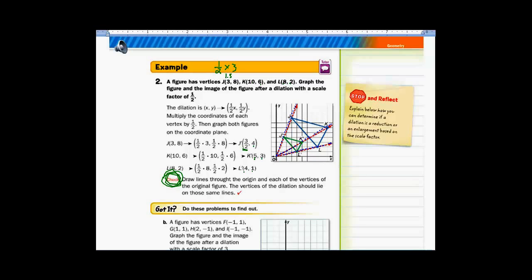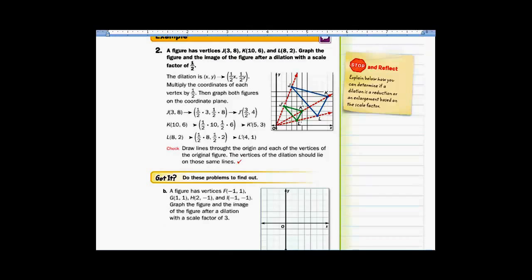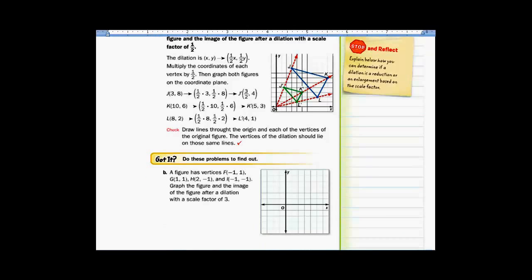If you can't, if somehow one of them is astray, then that point is probably wrong, and you can go back and double check that. So again, I would highly recommend that you do that. All right, pause it and try B down here for yourself, and then we'll work through this one together to make sure that you got it.